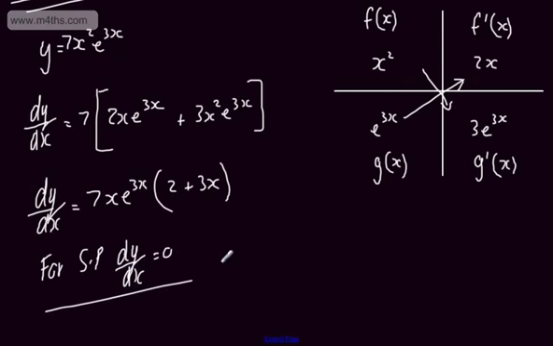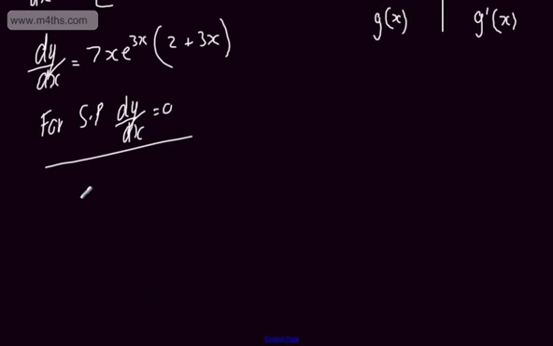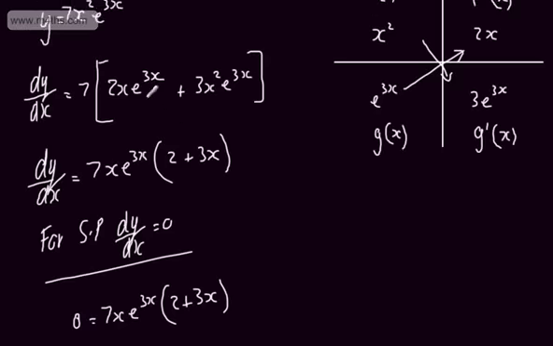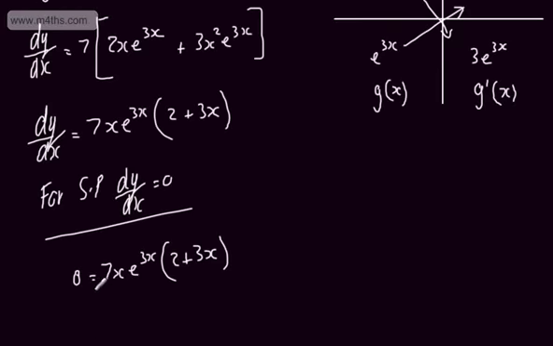So from that, we can see now, if I set this to 0, we've got 0 would be equal to 7x e to the 3x, and then we'd have 2 plus 3x. And we might be given a domain for this particular function. For now, I'll just treat it as is.